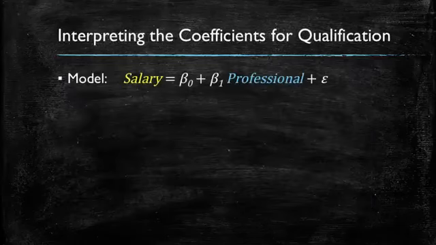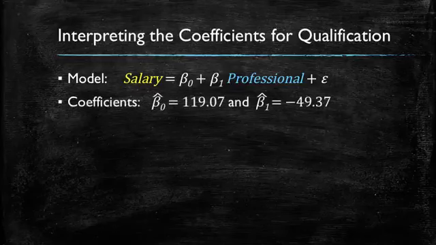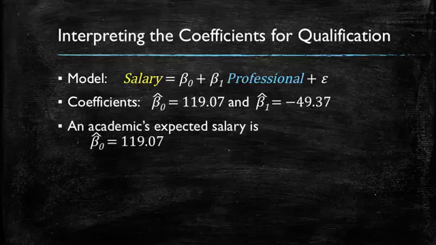So recapping that this was our model, we found the following two estimates. And let's start interpreting this. What was the expected salary of an academic? Remember, if a professor is an academic, that means that the professional dummy is turned off, it is a 0, and we are only left with beta 0, implying that the expected salary of an academic is 119.